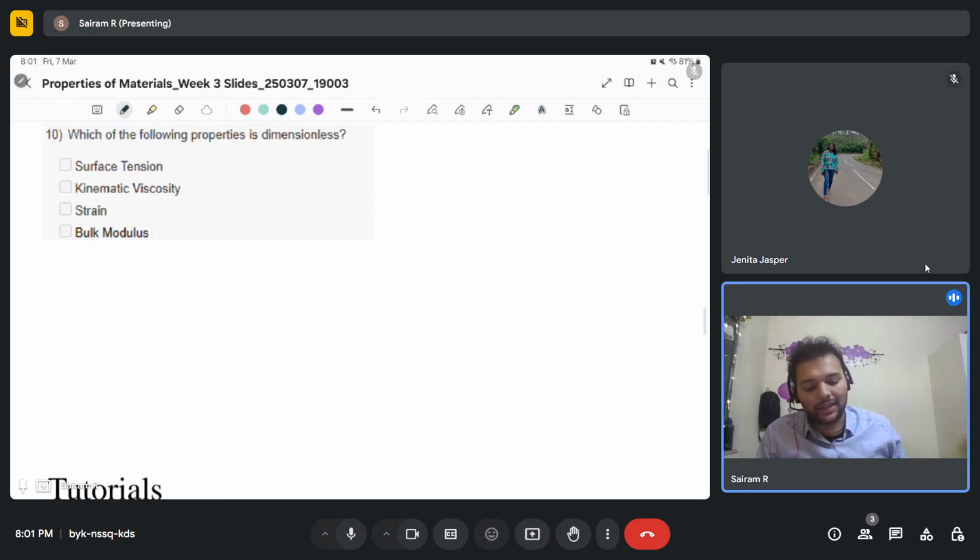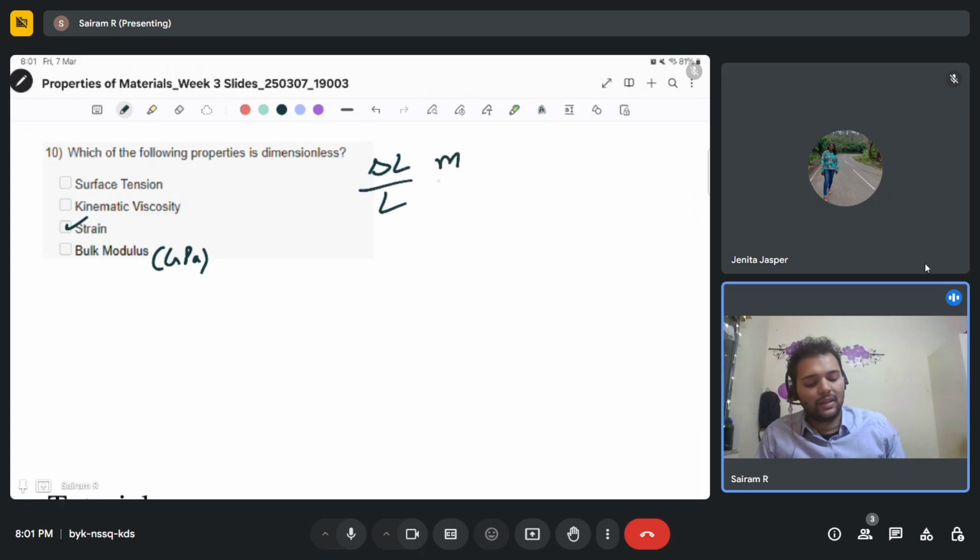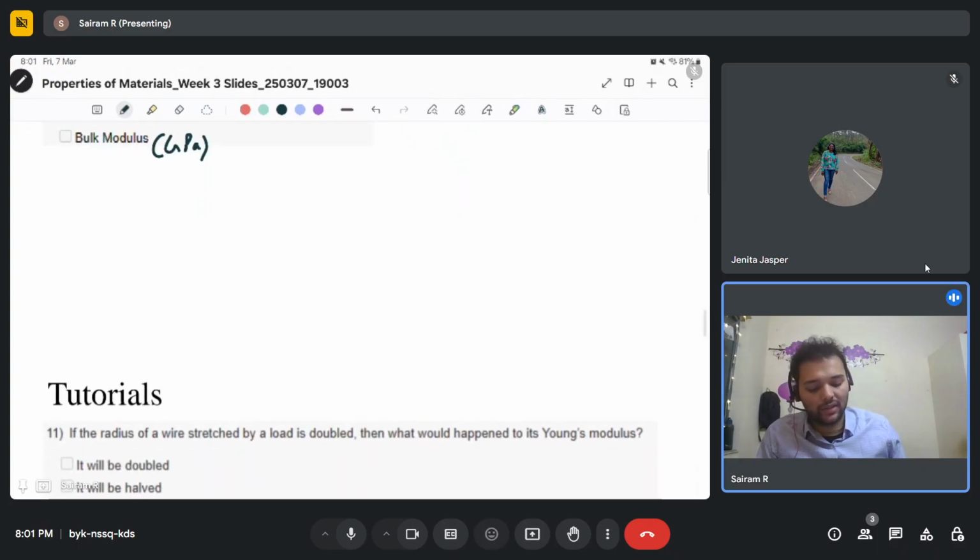Which of the following properties is dimensionless? Once again, we know bulk modulus is related to Poisson's ratio, everything. So it has a GPa unit. Kinematic viscosity also has its unit, surface tension as well. Only strain, because it is del L by L. So let's say the units become meter by meter. If it's cancelled out, this is the only dimensionless quantity.